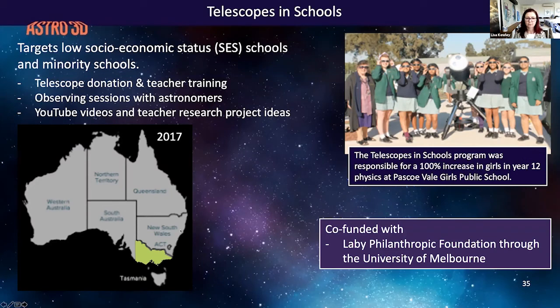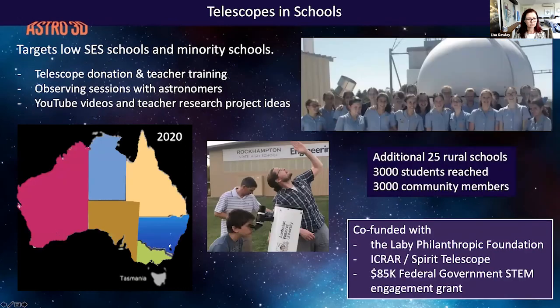And so we then decided to roll it out across the different states. By 2020, we've now rolled it out in all states except Tasmania. And we've added also rural schools, and we've reached about 3,000 students and 3,000 community members. In particular, our STARS program, which is astronomers taking telescopes to regional areas, has had a fantastic uptake, and we've also now brought in new additional funding from the federal government, and we also are collaborating with ICRA and the Spirit Telescope for this program.